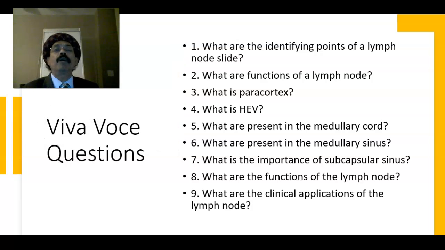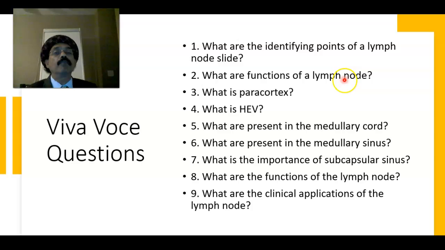Okay, so we have some viva questions. What are the identifying points of a lymph node slide? Yes, we have the cortex, the paracortex, then the capsule around the lymph node. As a whole, the lymph node looks bean-shaped, convex, and in one concave part that is called the hilum of the lymph node. The lymphatic nodules are present in the cortex, and if there is an infection or antigenic stimulation, then B lymphocytes proliferate there. We call it the germinal center.